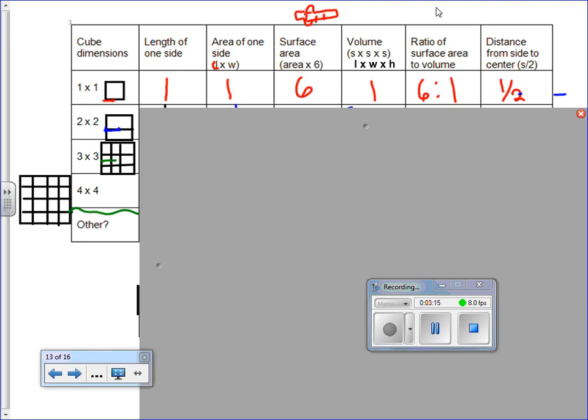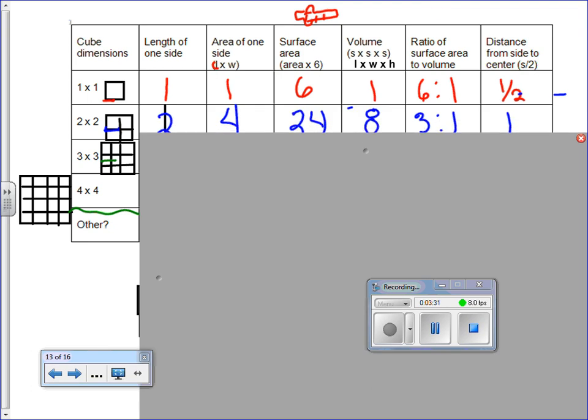Slightly trickier, a 2 by 2 cube. So each side looks like this. What's the length of one side? 2. What is the area? 2 times 2 is 4. So each side has 4 units. The surface area, with 6 sides, is 24. And the volume is 8, 2 times 2 times 2.